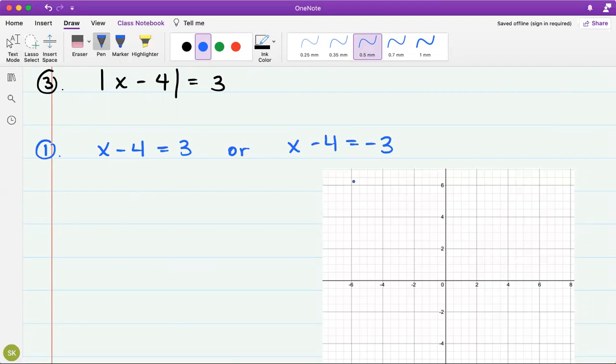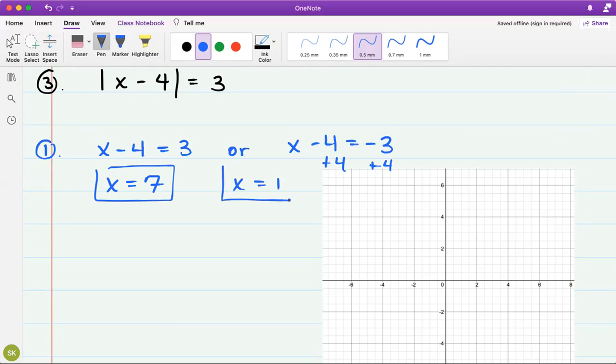So you're going to have two options. X minus 4 is 3, or x minus 4 is -3. And then you solve for x. So to solve for x in this equation here, I just add 4 to both sides and I get 7. I'm going to do the same thing over here. I'm going to add 4 to both sides. But when I add 4 here, this becomes 1. So I get two solutions. X is 7 or x is 1.